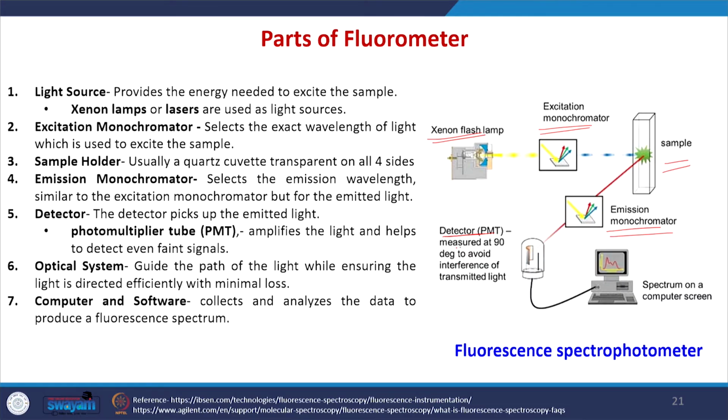And this detector is kept at 90° to avoid interference of the transmitted light. So, when you have this light source and your cuvette is here, the detector is placed at 90° to your light source. In this way it can avoid the interference of the transmitted light. And we have the computer and software which can collect and analyze the data to produce the fluorescence spectrum.